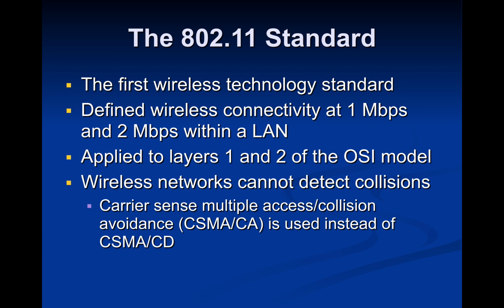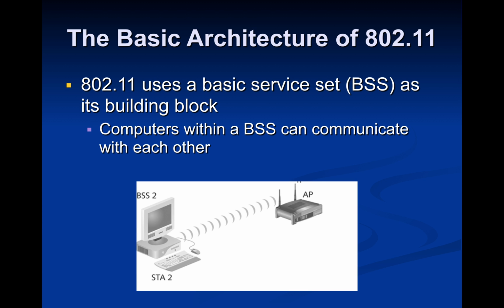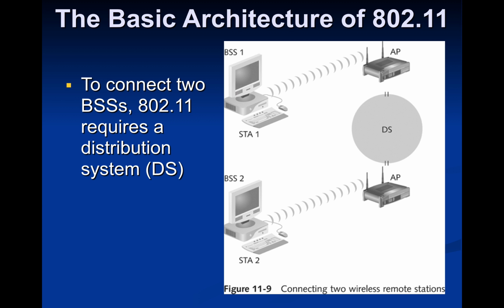It's fantastically complicated and inefficient, but of course the convenience of not having to plug in when you travel around is worth it. Anyway, you don't have an address associated with a physical station since you're connecting to portable devices, so you call the addressable unit a station, and here's the basic architecture. You have an access point, and you have some devices connected to that access point, typically in the same room, and they call that a basic service set. And then, if you have a larger network like City College, you'll have a series of access points going around your campus, and you have a series of basic service sets with a distribution system in the middle, making them into a larger network.